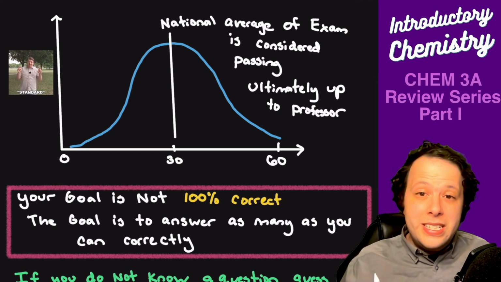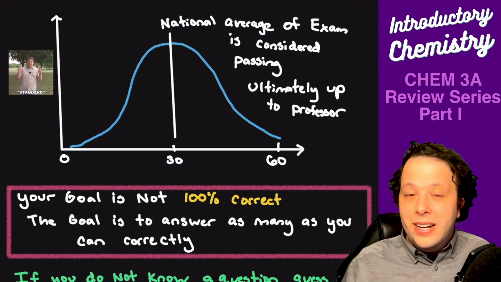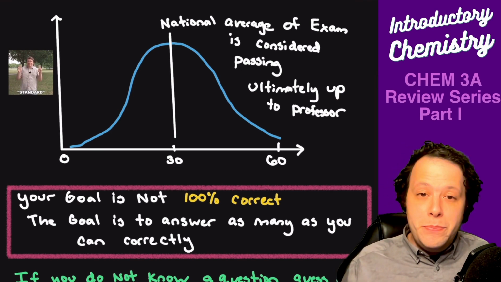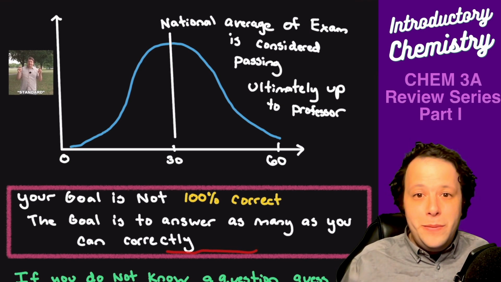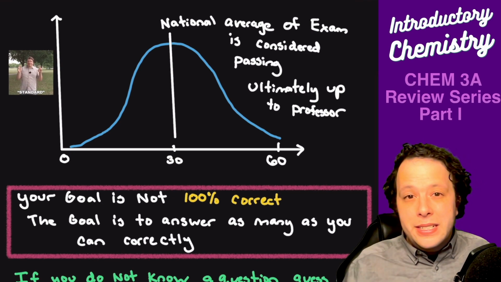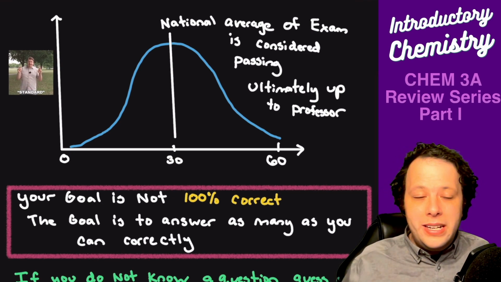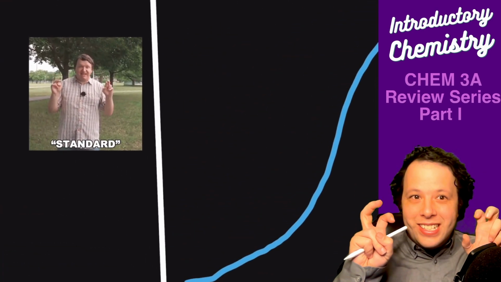This is generally considered an A grade on the exam. So the goal is not to get 100%, but to answer as many as you can correctly, right? So go through all of them, answering what you know first. It's about scoring points. It's like a game that you're playing. It's all about what the standard is in this case, right?